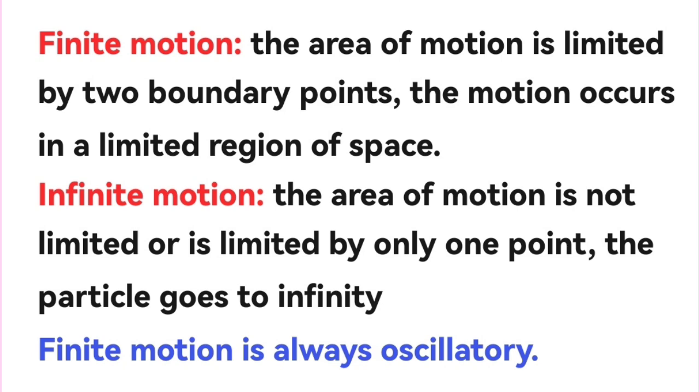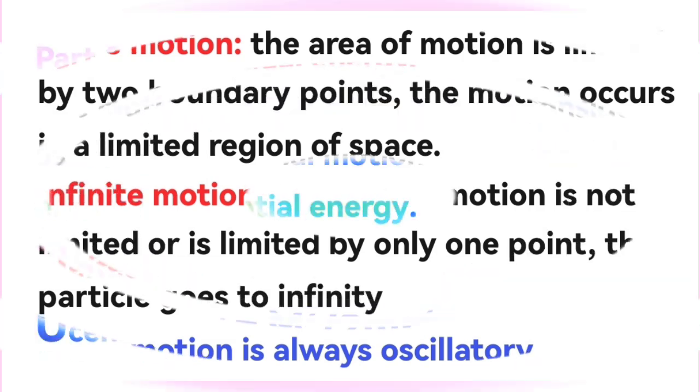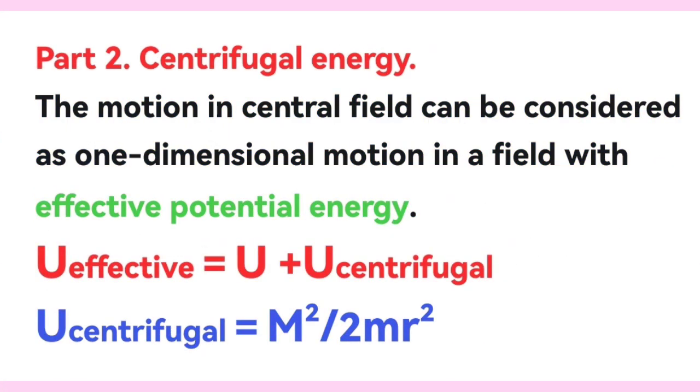One-dimensional finite motion is always oscillatory. The particle makes a periodically repeating motion between two boundary points. The period of oscillation is the time it takes the particle to travel from the first boundary point to the second and back.